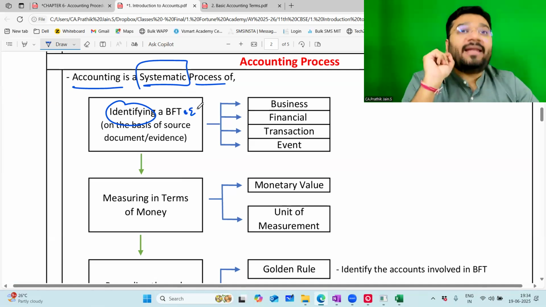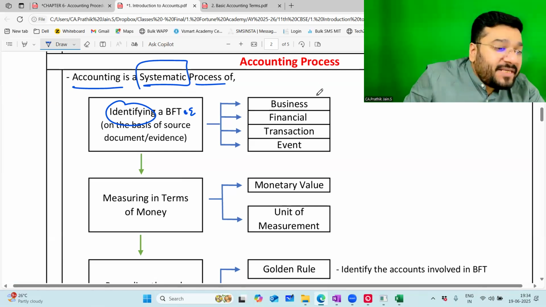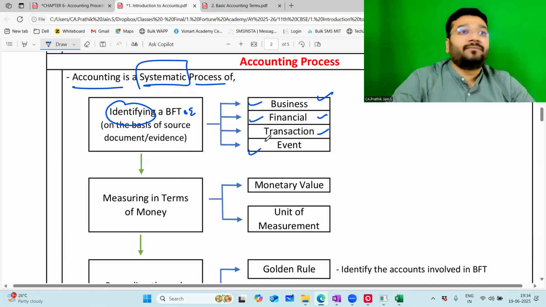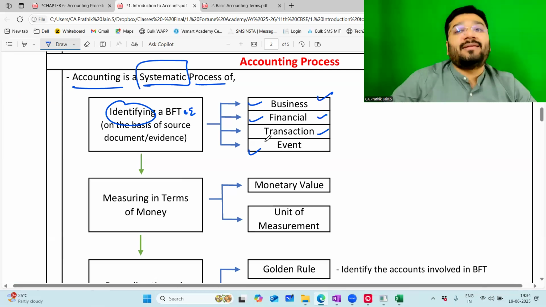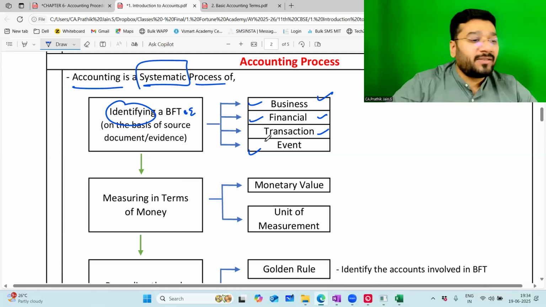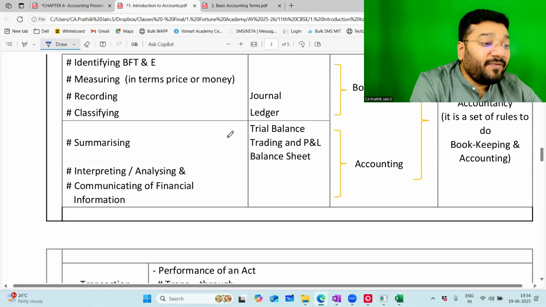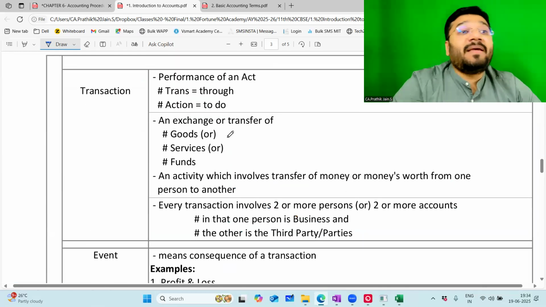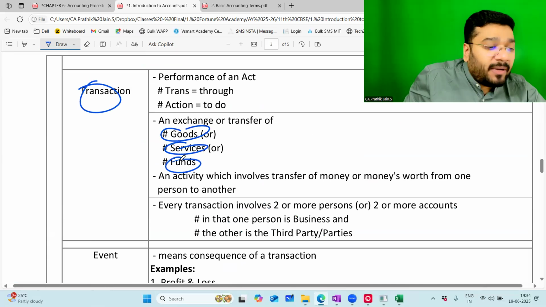For you to record any entries in books of accounts, for you to do accounting, what is your first step? You should be able to identify a business financial transaction or a business financial event. If you are not able to differentiate between transaction and event, if you do not understand what a transaction is, you are not in a position to do the accounting entries. What is the meaning of transaction? We studied it long back, when we did the basic accounting terms. Transaction means exchange of goods or services or money or both.